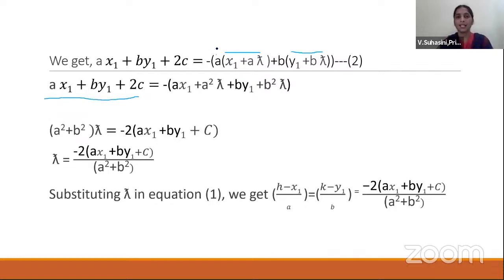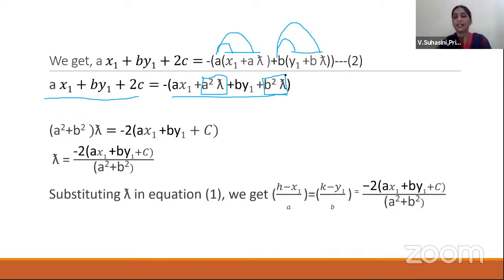And then multiply a into x1, ax1, a into a lambda, a square lambda, plus b into y1, by1, plus b into b lambda, b square lambda. This is all inside the bracket, outside it is minus. Hope this is clear for you all, children. Now, slowly, you take only lambda terms on one side. This is a square lambda and plus b square lambda. Clear, children?